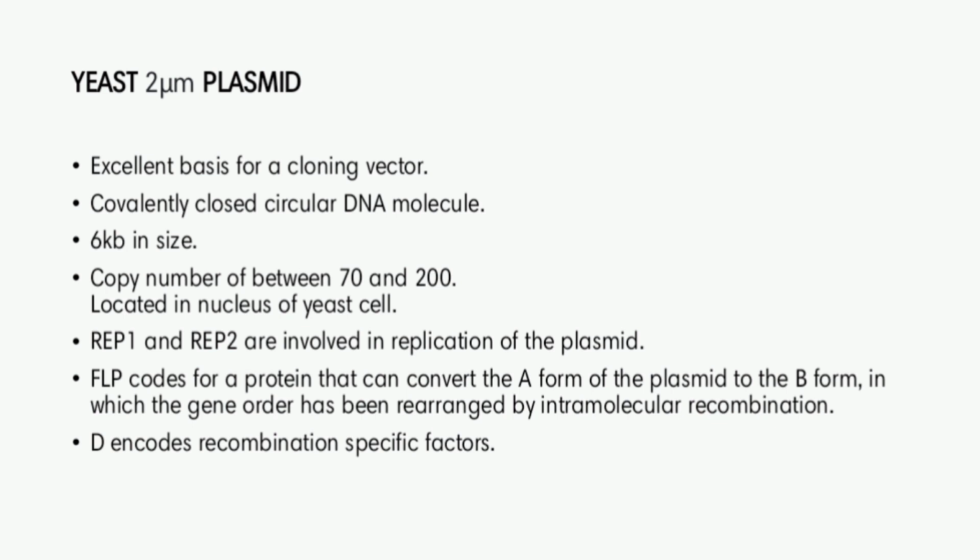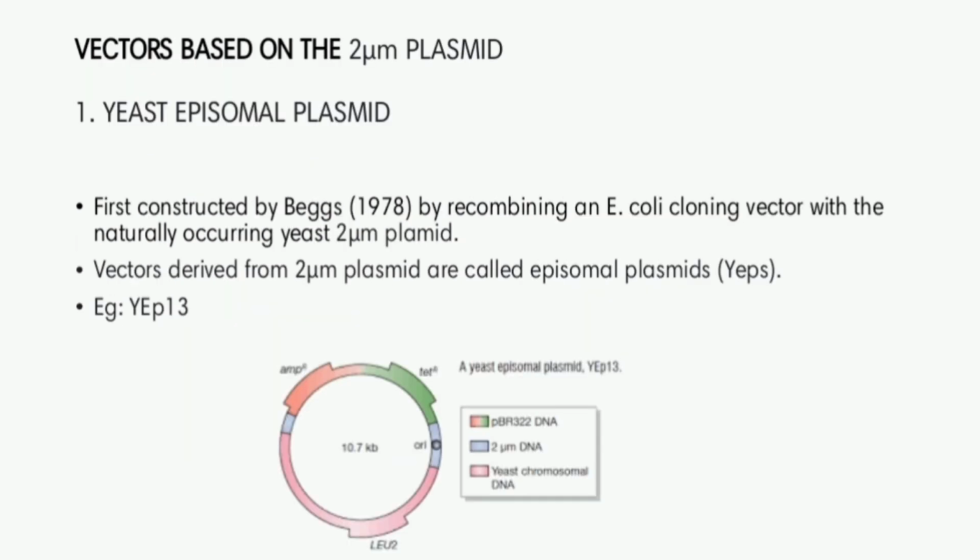Then FLP codes for a protein that can convert the A form of the plasmid to the B form, in which the gene order has been rearranged by intramolecular recombination. And D encodes recombination specific factors. Next, vectors based on the 2-mu-M plasmid consist of 5 different types.